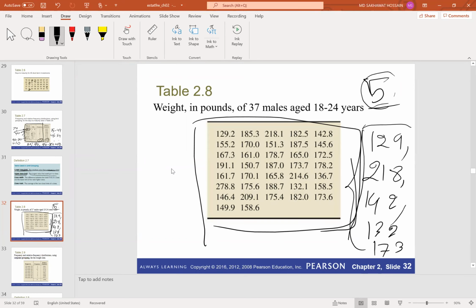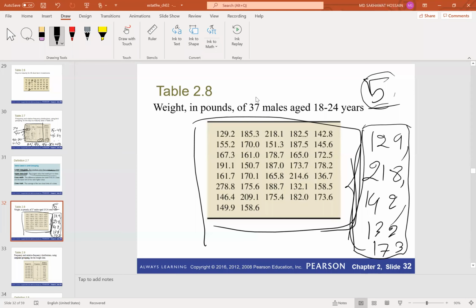Yes, I got so many no responses. Still it is continuous, because the type of the variable depends on the possible values of that variable, not the observed values. This is the observed value, the collected value. The collected values could be distinct, but the nature of the variable depends on the possible values. There is a possibility that it can take fractional values.